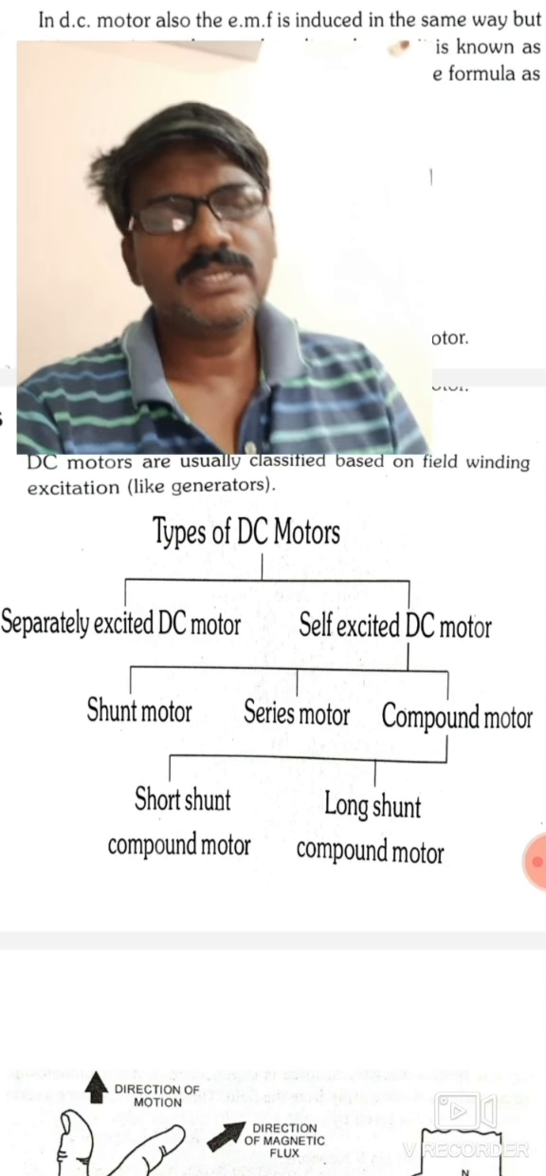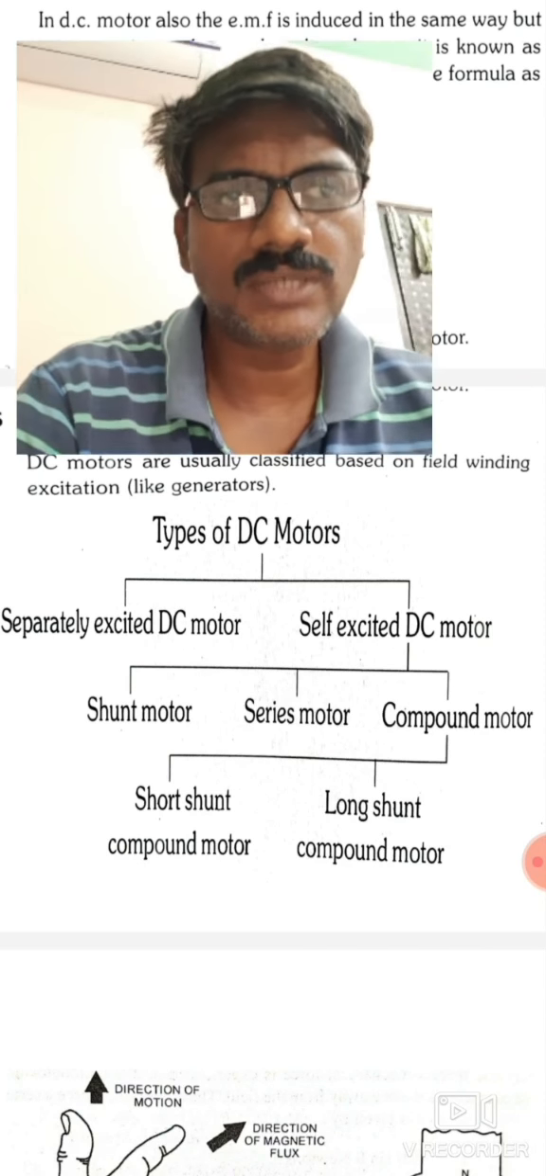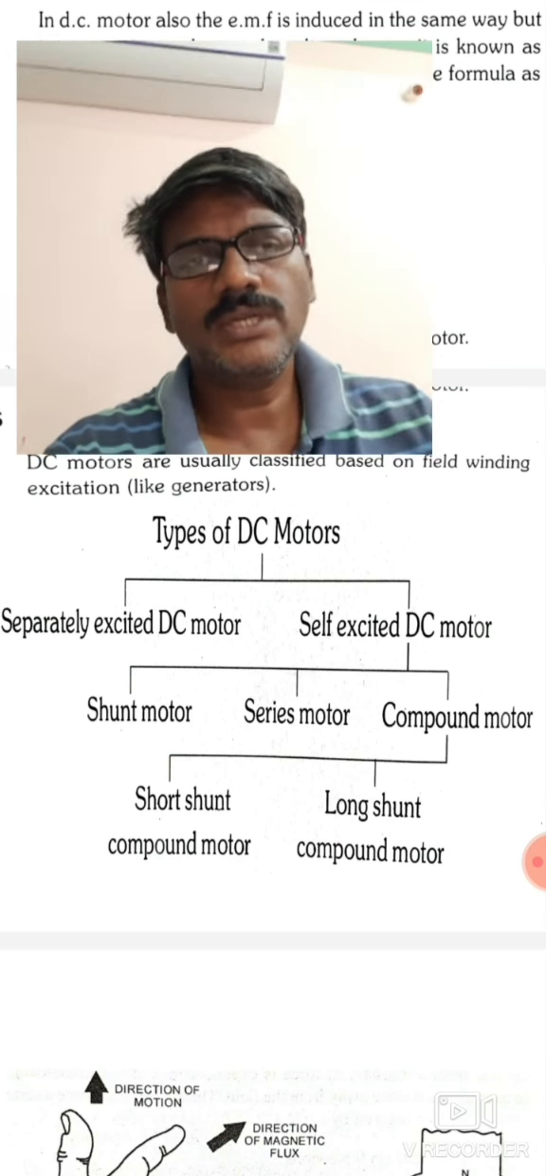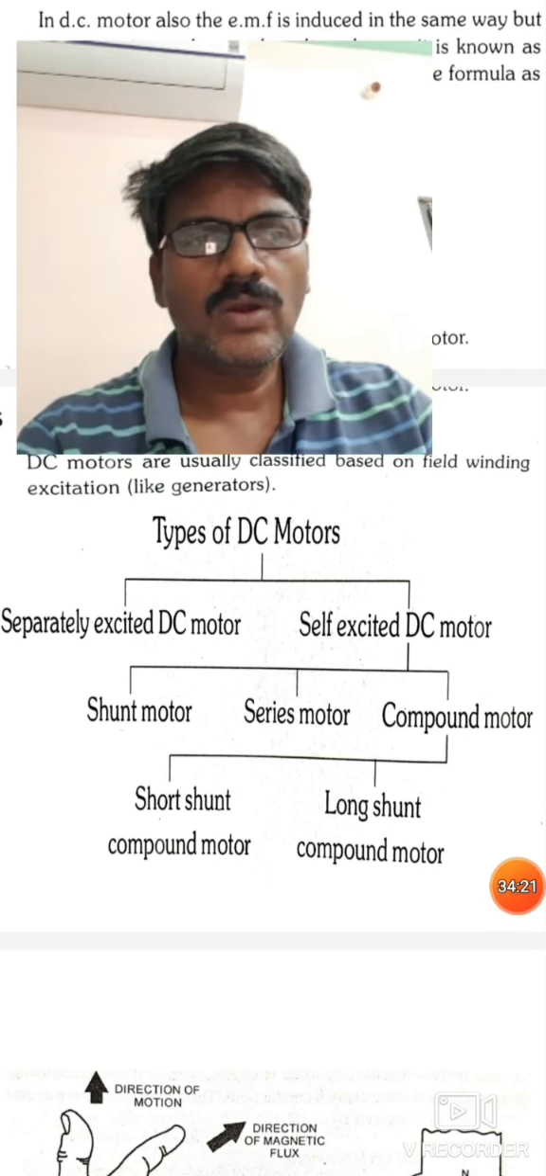And the last one is the different types of DC motor: separately excited DC motor and self-excited. Self-excited: shunt, series, compound. Again, compounds are short shunt and long shunt.